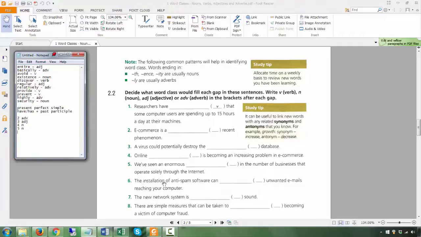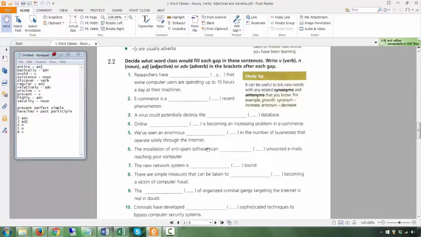The installation of anti-spam software. This whole thing is your subject. The installation of anti-spam software can, you see your modal verb. Can always comes with another verb, so this should be another verb in base form, all right? Because can, could, all these modal verbs are just auxiliary verbs. You need a main verb to give the main meaning. The new network system is, this is your subject. Be verb is. This is a tricky thing.